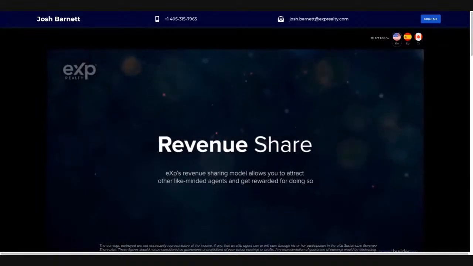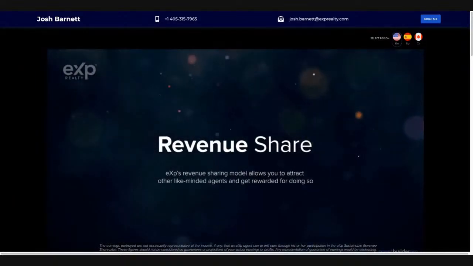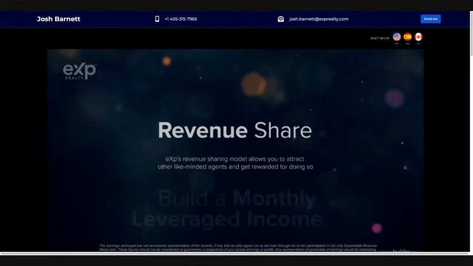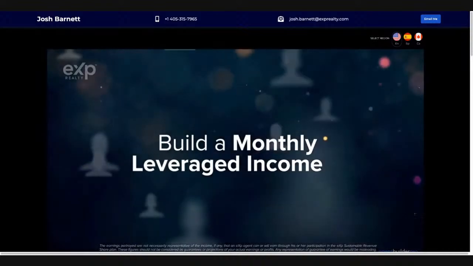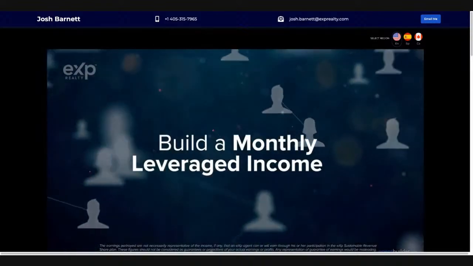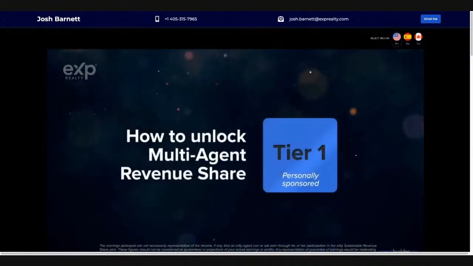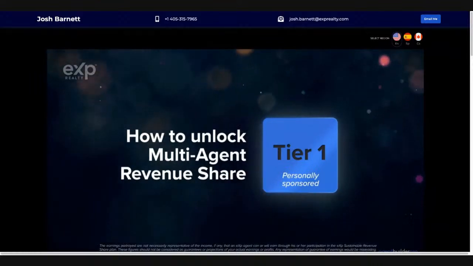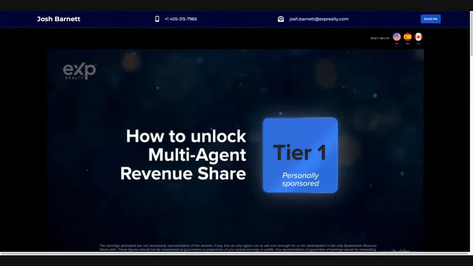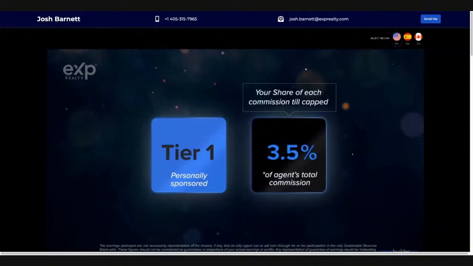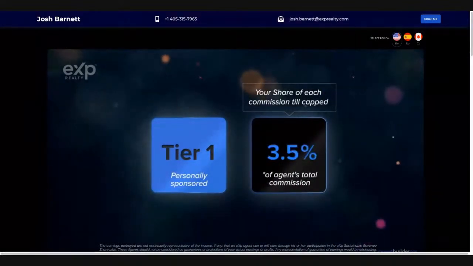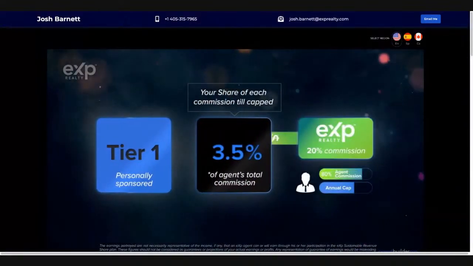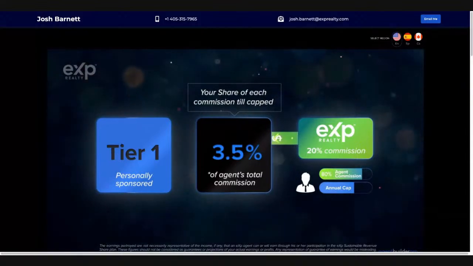One of the most exciting aspects of our compensation plan is our revenue sharing model, which allows you to build a monthly leveraged income by attracting productive agents to the company. Here's a breakdown of how the revenue sharing model works. Tier 1 contains the agents that you personally attracted to the brokerage. For each transaction on this tier, you'll get 3.5% of their total commission. This amount is taken out of eXp's 20%, not out of the agent's 80% commission.